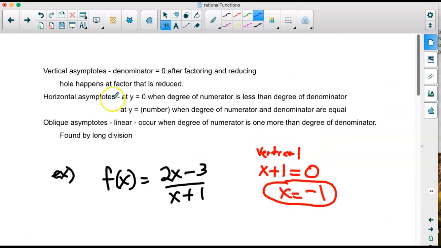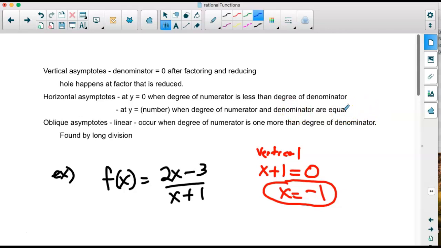Now, horizontal asymptotes happen when there's 2 cases here. When the degree in the numerator is less than the degree of the denominator, it's going to be y equals 0. And it's going to be y equals a number when the degree of the numerator and denominator are equal. We have to actually divide here. We have to do long division to figure out what that number is.